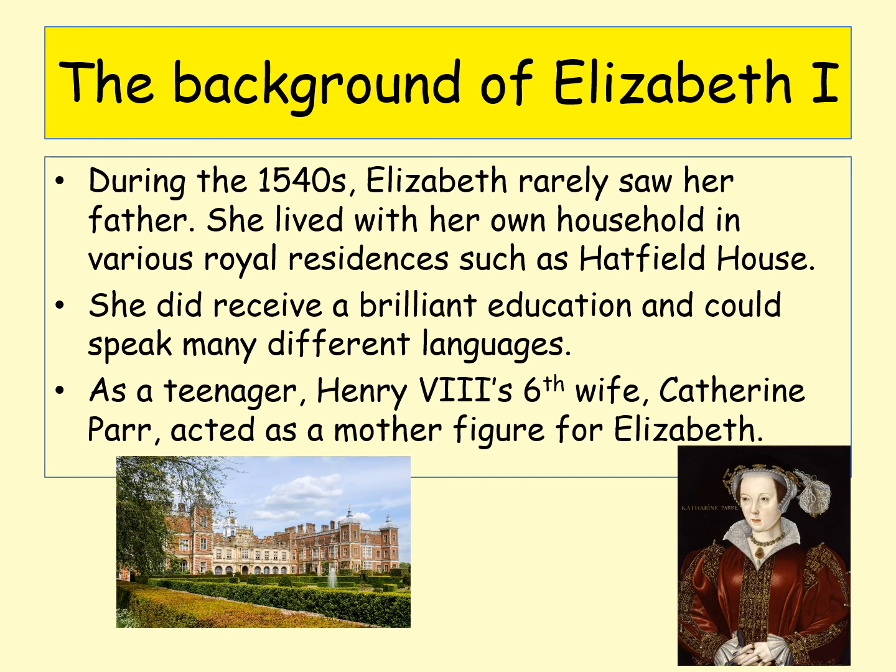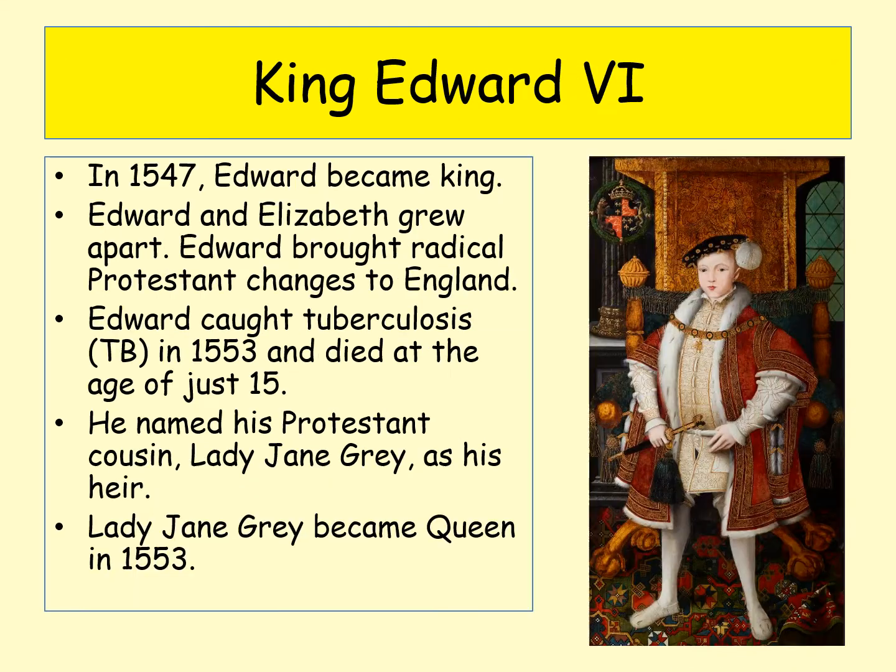She had great tutors, which meant that when she became the monarch, when she was only 25 years old in 1558, she was very intelligent, she was well read, she was able to communicate well with people, etc. During the 1540s, Henry VIII was up to his sixth wife by then. His sixth wife, Catherine Parr, who's pictured here, looked after Elizabeth and did act as a mother figure towards her.